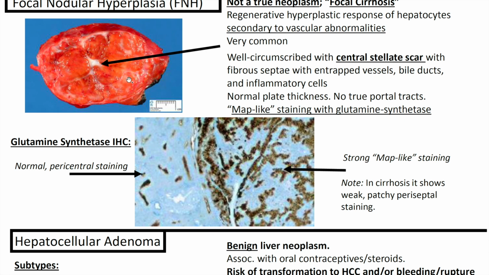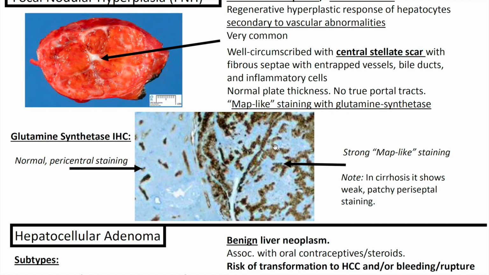There's normal plate thickness, no true portal tracts, and you're going to have map-like staining with glutamine synthetase, which is what is shown in the image down here. So you have this map-like staining of glutamine synthetase, and on the left you see normal pericentral staining, and then on the right the strong map-like staining of FNH.